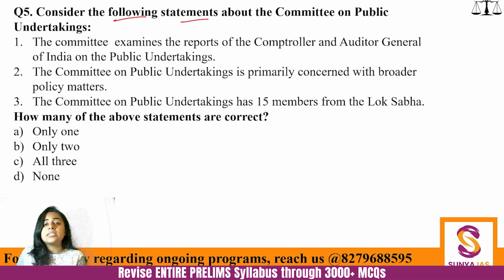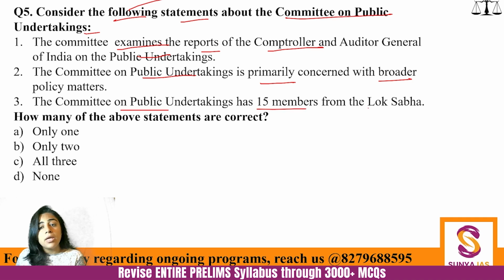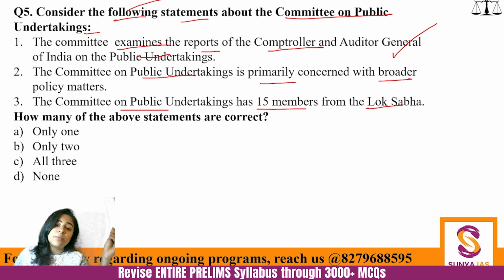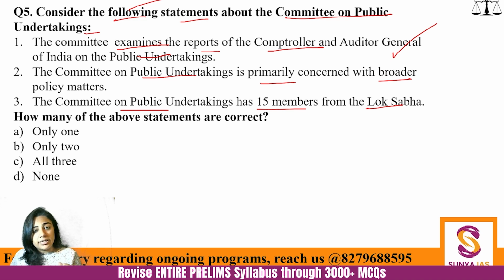Consider the following statements about the Committee on Public Undertakings. The committee examines the reports of CAG on public undertakings. The Committee on Public Undertakings is primarily concerned with broader policy matters. And the Committee on Public Undertakings has 15 members from the Lok Sabha. How many of the given statements are correct? Go statement by statement, put up a heading. The first statement is correct. CAG reports on the public sector undertakings are supposed to be assessed by the Committee on Public Undertakings.